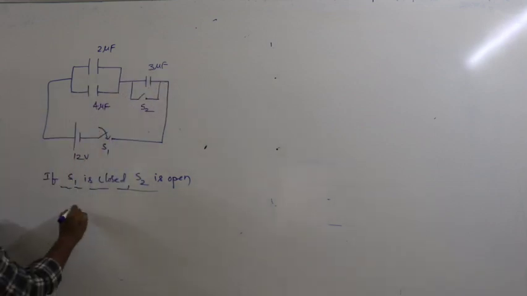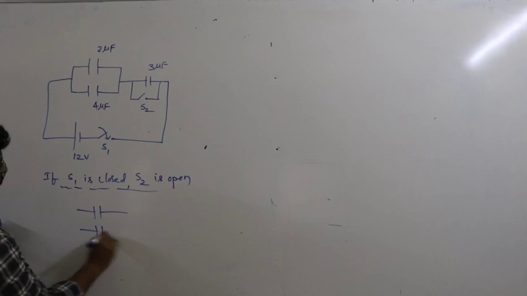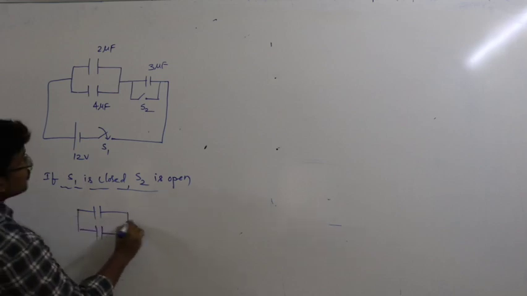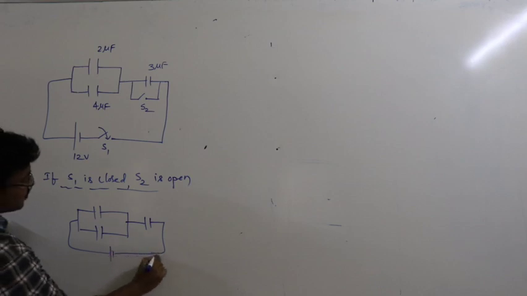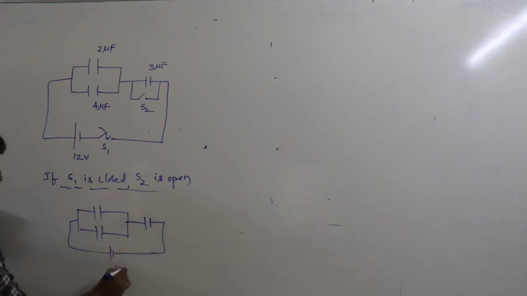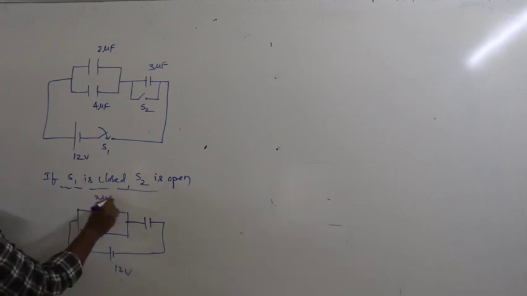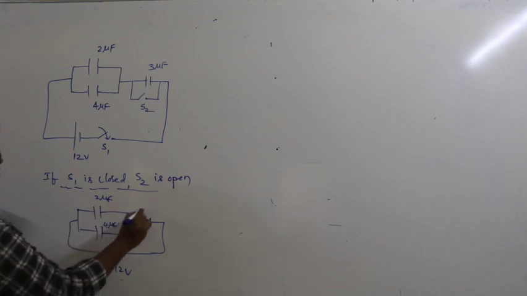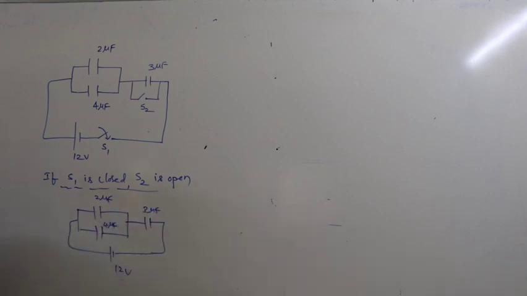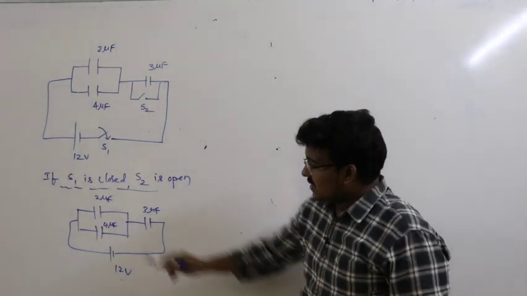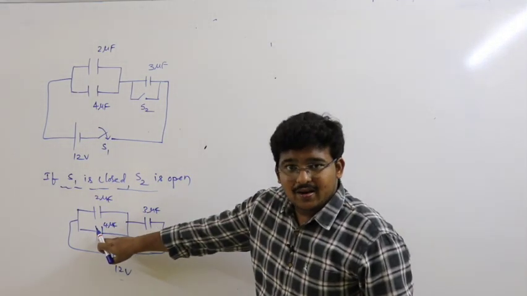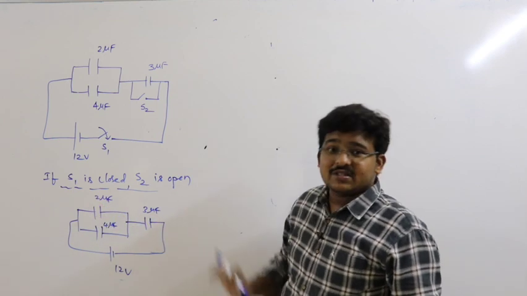So that circuit becomes, so this is what the circuit looks like. Now see, this is 12 volts and this is 2 micro and 4 micro and this is 3 micro. Now what is the total capacitance? What is the equivalent capacitance? See, these two are in parallel and to that these 3 will be series.